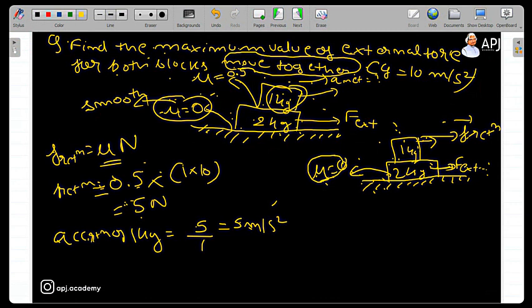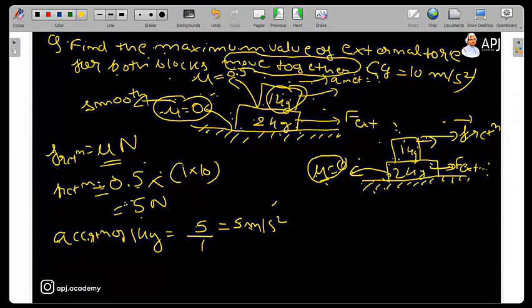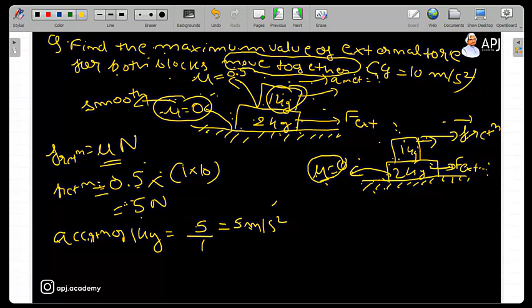So the maximum force on the 1 kg block is 5 Newton. How much acceleration can it produce? 5 meter per second square. Okay. Now we know that the maximum acceleration of the 1 kg block is 5 meter per second square. So if you think logically, tell me, if the acceleration of the whole system goes beyond 5 meter per second square, will they both move together?